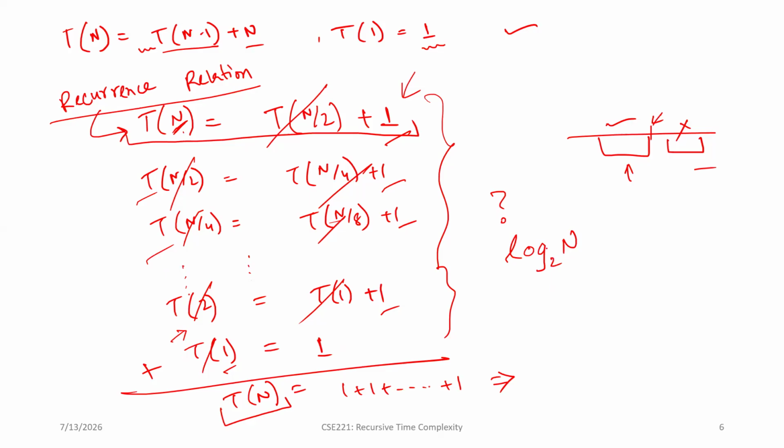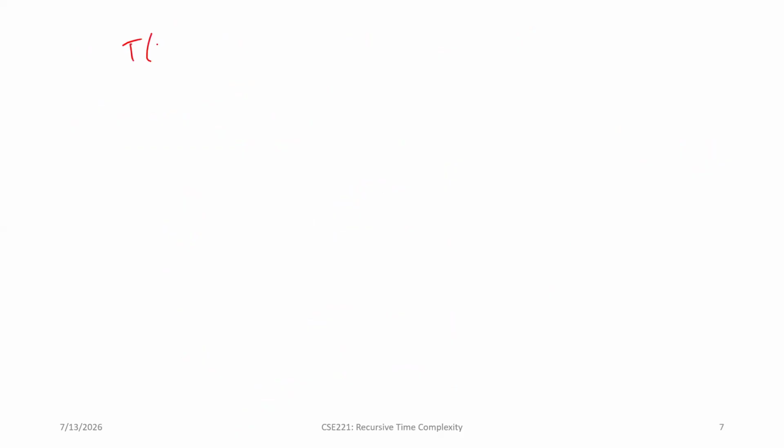Let's find a more visually pleasing way to write it down. I will write the function again: T of n is T of n by 2 plus 1. Now, what I will do is assume that n is some power of 2. Let's say n equals 2 to the m. We don't know the value of m yet, but we are assuming that the n which was given to us can be written as a power of 2.